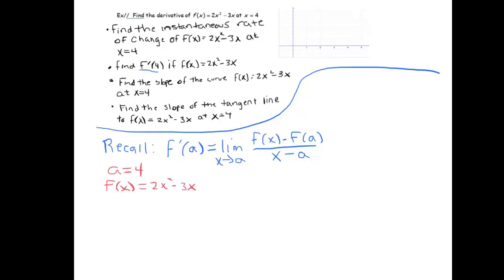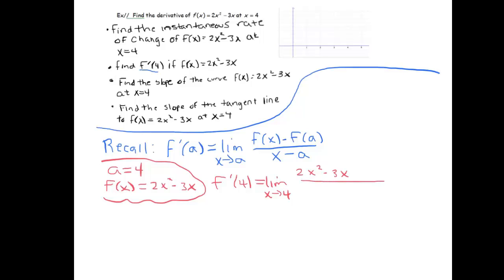And so now what we really need to do is just plug in. So f prime of a. So for us that means that f prime of 4 is going to equal the limit as x goes to 4 of f of x. So f of x is 2x squared minus 3x minus f of 4, right? So here I'll write that there for now. We'll calculate that in a second. Divided by x minus 4.